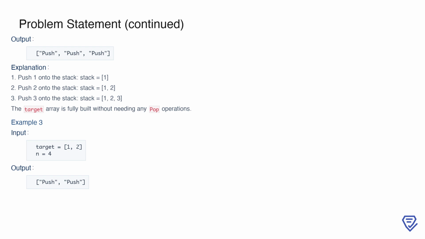In the second example, the target array is 1, 2, 3, and n is 3. Here, we simply push 1, then 2, and finally 3 onto the stack. Since all the numbers in the range, 1 to n, are part of the target array, no pop operations are required. The stack ends up containing 1, 2, 3, which matches the target array perfectly. The resulting sequence of operations is push, push, push. This demonstrates how, when the target array includes all numbers in the range, we only need to perform push operations.